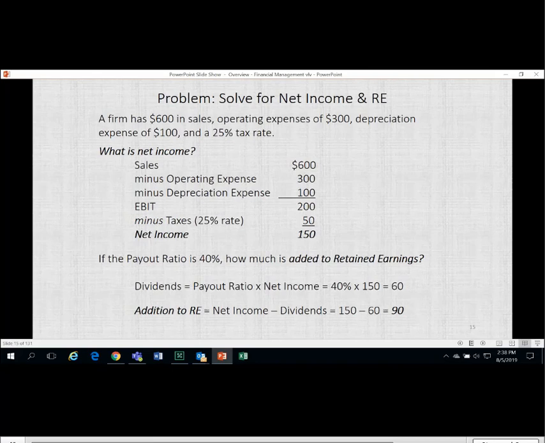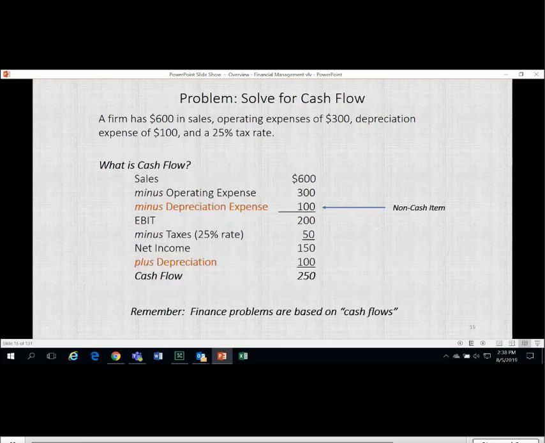So you're very likely to get a problem like this on the OA. Let's change it a little bit. Let's talk about solving for cash flow. We've got the same firm, same sales, same expenses, same tax rate. So all the calculations are the same until we get down here to net income. And of course, we got the same net income as we had in the previous slide.